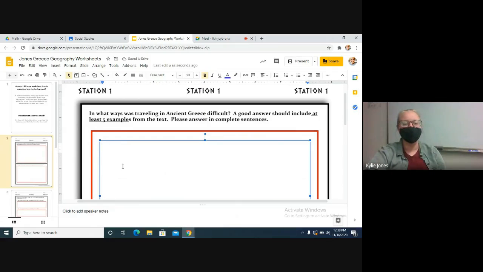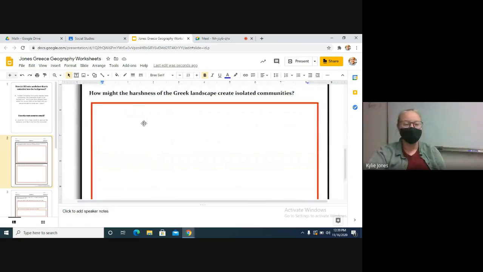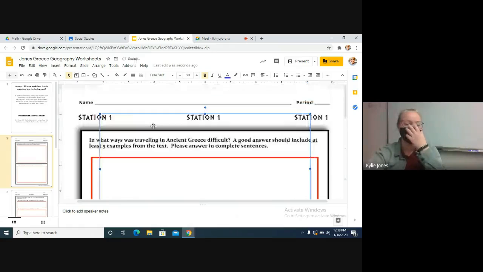You might have to double click into there a lot. So we're going to list 5 ways that traveling to Greece or inside Greece was hard. And then for number 2 there, it says, how might the harshness of the Greek landscape create isolated communities?